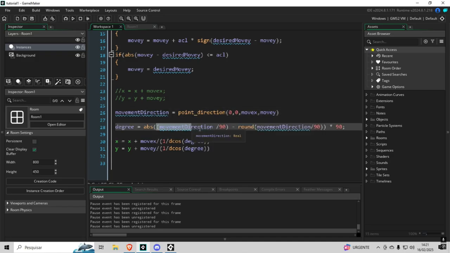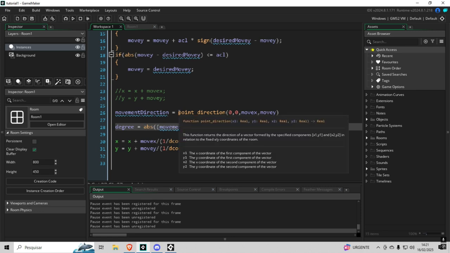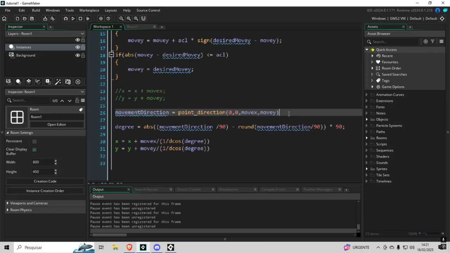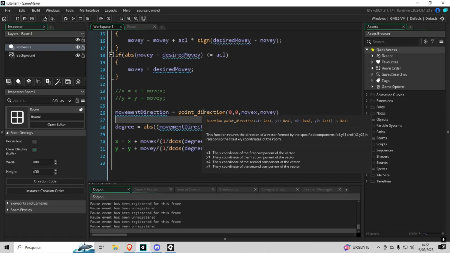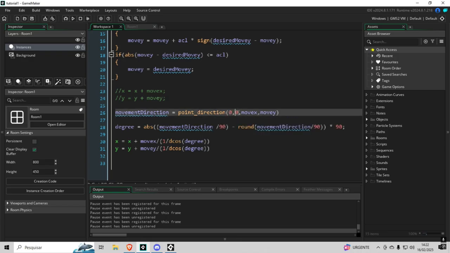So I'm gonna go here from the beginning of this code, right? Movement direction is equal to point_direction(0, 0, move_x, move_y). What is point_direction? It returns the direction of a vector formed by what is in this case 0, 0, move_x and move_y.